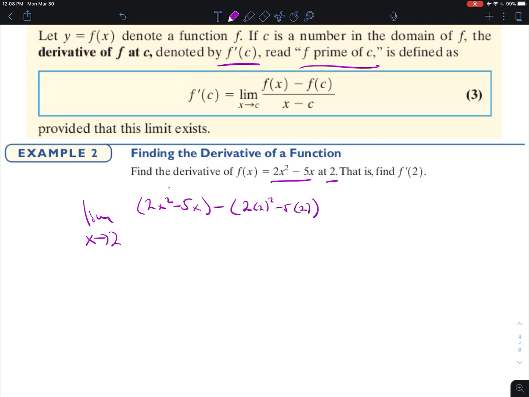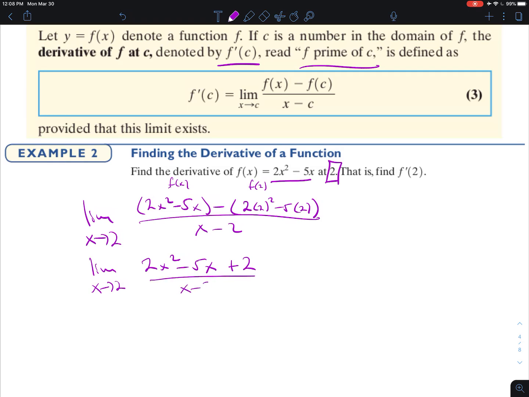So this is f of x minus f of c, and c is 2 in this problem because that's what we're taking it toward, over x minus 2. Now you have to remember to keep writing the limit because you haven't taken it yet, so it's still the limit of this expression. If we clean up that numerator, we're going to end up with 2x squared minus 5x, and then that f of c turns out to be -2, so minus -2 is plus 2.